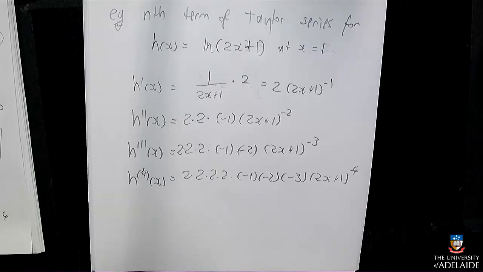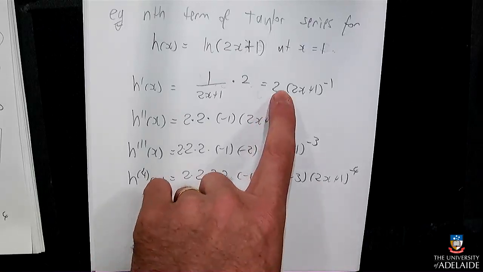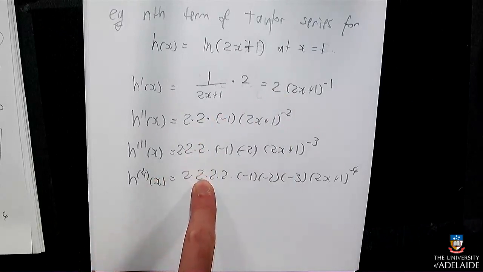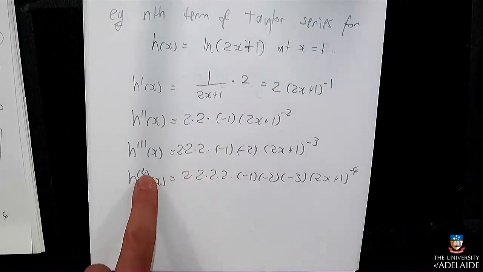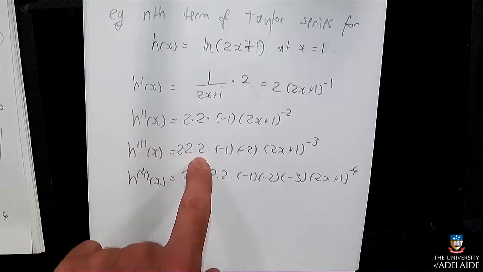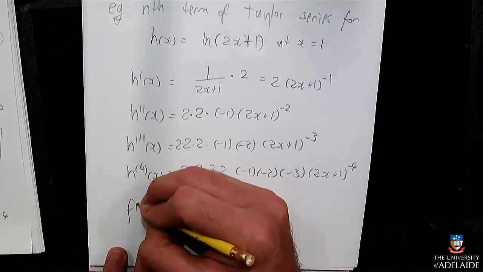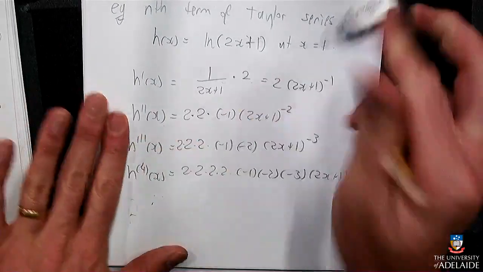Okay, so I can see we've got one 2 here, and two 2's here, and three 2's here, and four 2's here. So the fourth derivative has four 2's, the third derivative has three 2's, the nth derivative should have n 2's. And it's not called f.